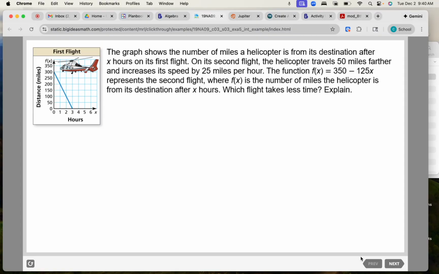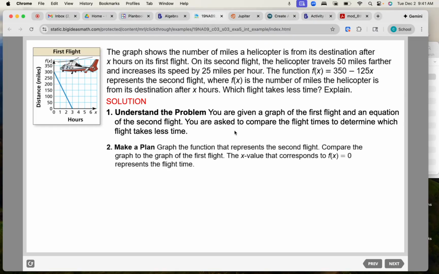So that equation is representing the second flight, where f of x is the number of miles the helicopter is from its destination after x hours. Which flight takes less time? So we need to look at the first flight, which is represented by this graph, and compare it to the second equation right here that we have. So let's graph the second equation that we have.